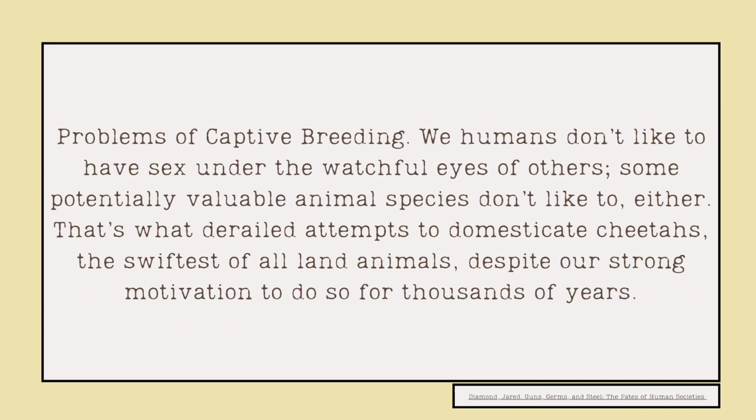Problems with captive breeding. We humans don't like to have sex under the watchful eyes of others. Some potentially valuable animal species don't like to either. That's what derailed attempts to domesticate cheetahs, the swiftest of all land animals, despite our strong motivation to do so for thousands of years. One of the things that he talks about in the book is that one of the issues could be the fact that wide areas might be required for ovulation to take place.